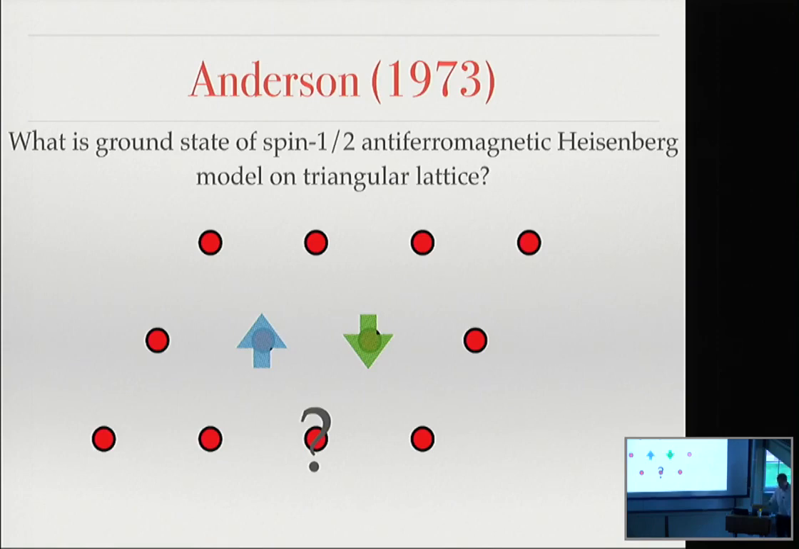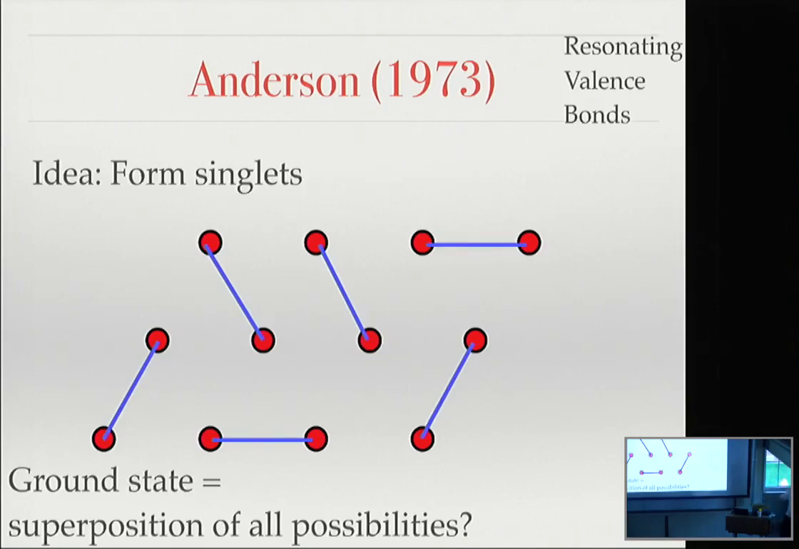Okay? So what P.W. Anderson said is, well, let's use this idea of Pauling's, and let's just take pairs of sites and form singlets. All right? And he wrote this down as a variational wave function, took a quantum superposition of all these singlets, and he got actually a really good energy. So this appeared to be a pretty good model for what's happening in the Heisenberg antiferromagnet on a triangular lattice.